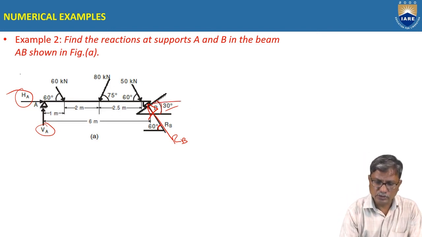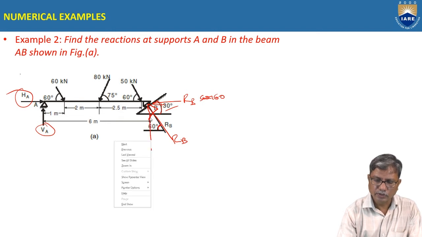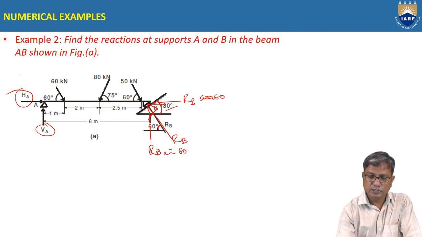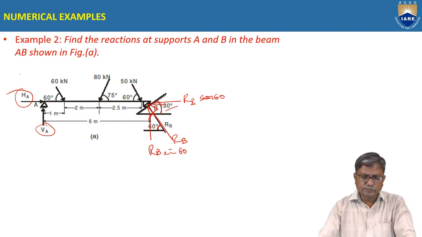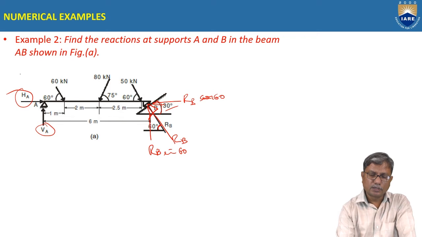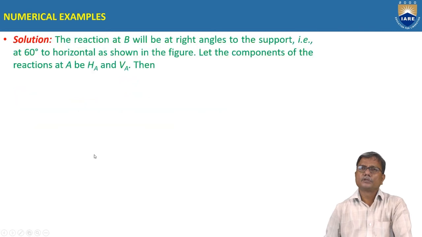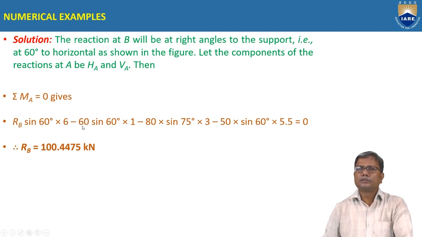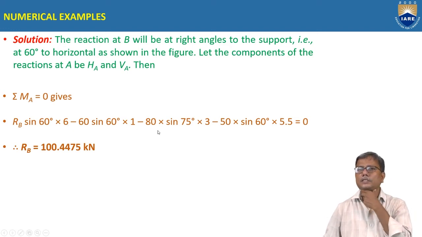We resolve this force into two components. First, RB cos 60, the horizontal component, and RB sin 60. The horizontal component exerts zero moment because it passes through the point A, and RB sin 60, the vertical component, exerts a moment of RB sin 60 into 6. This is anti-clockwise and the remaining are clockwise.